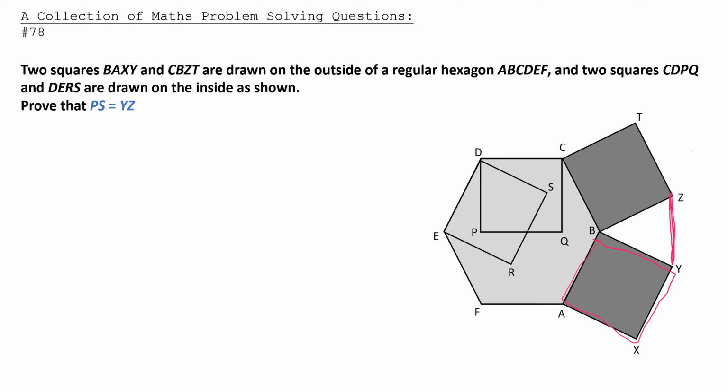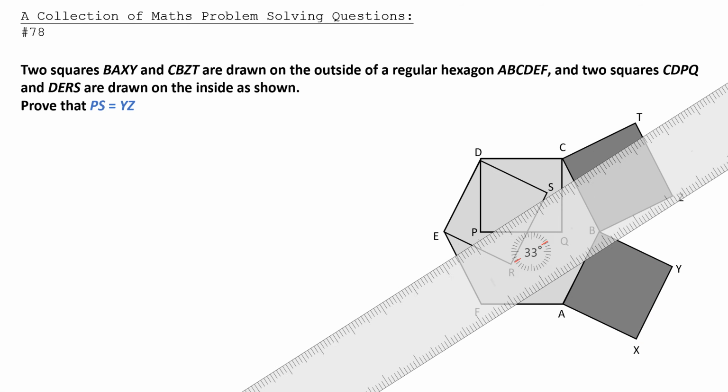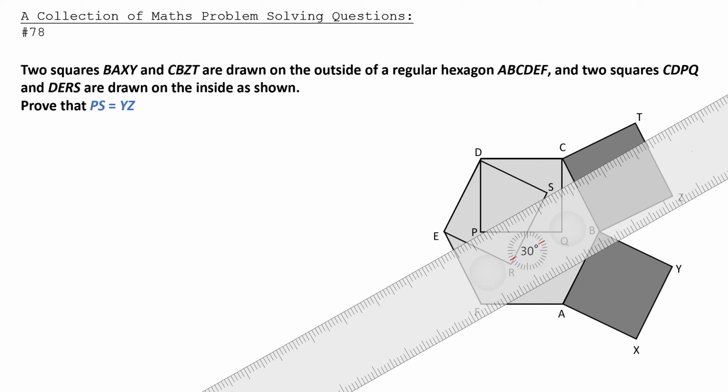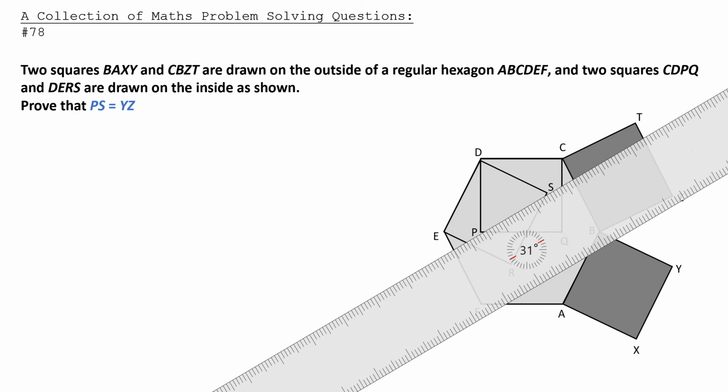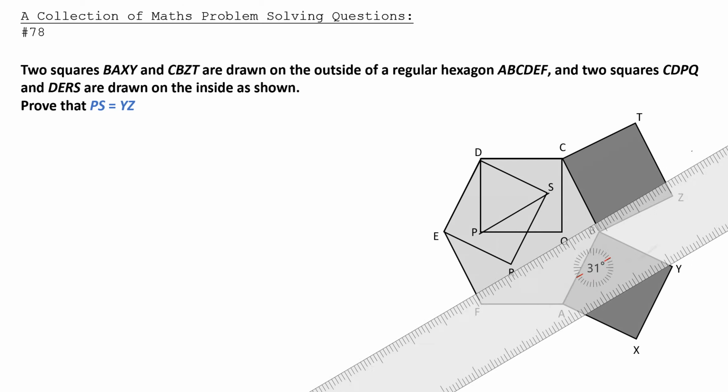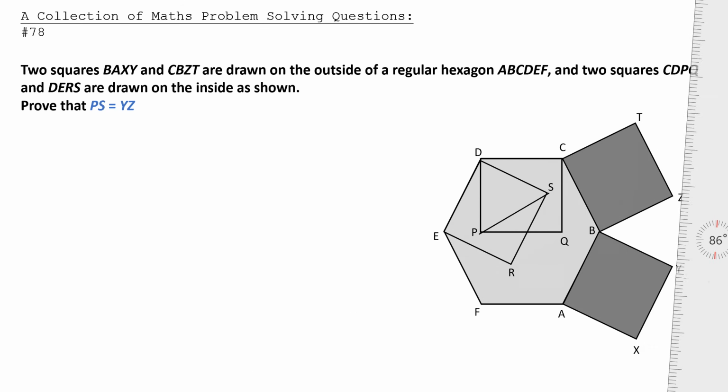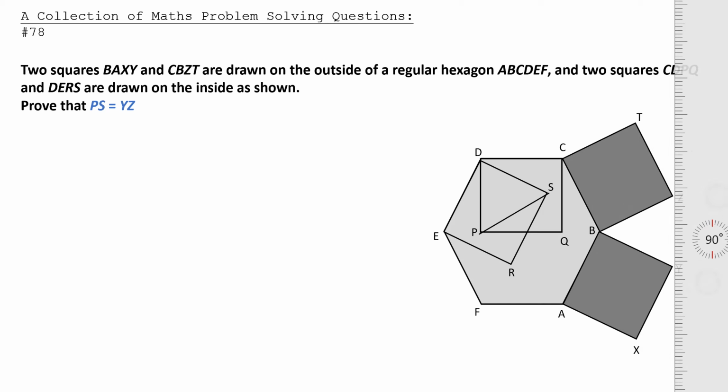So if I were to draw it in a better way, that's PS, and that's YZ. So yeah, sorry, it's a triangle. So that's YZ. I've joined the points. So now what we have to prove is that PS equals YZ.